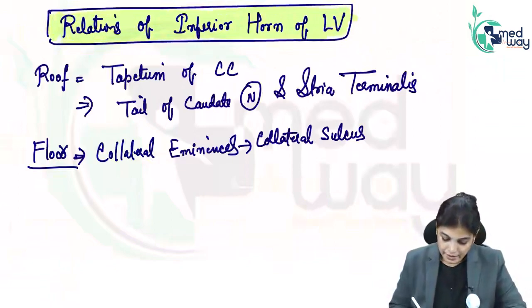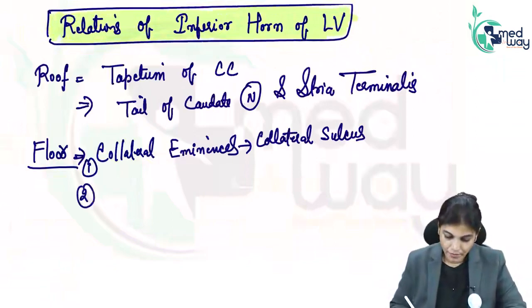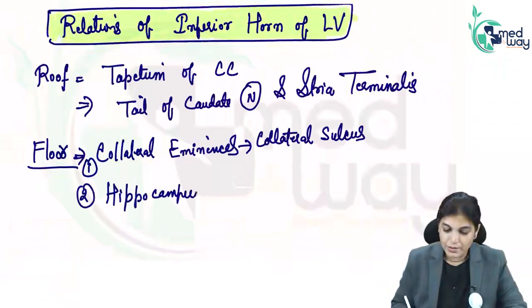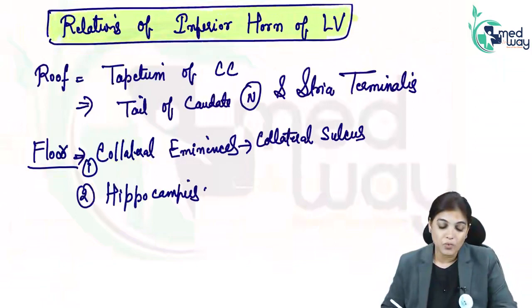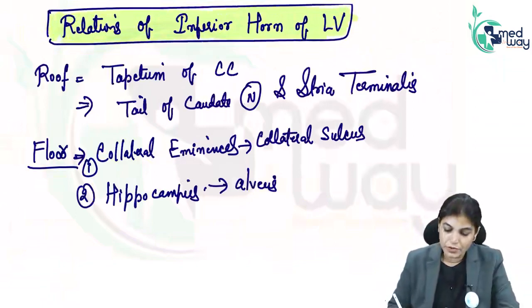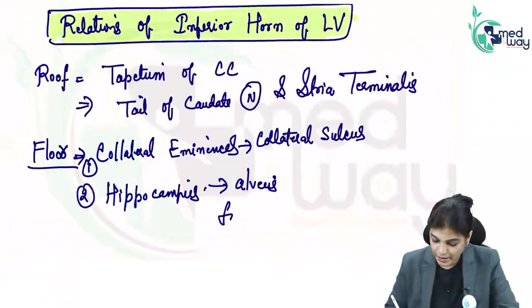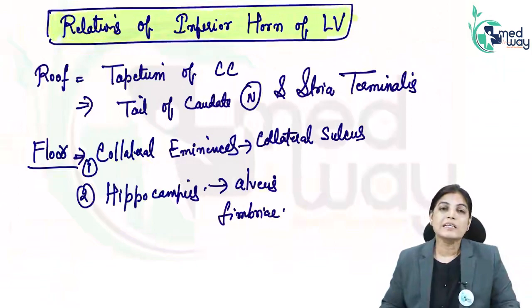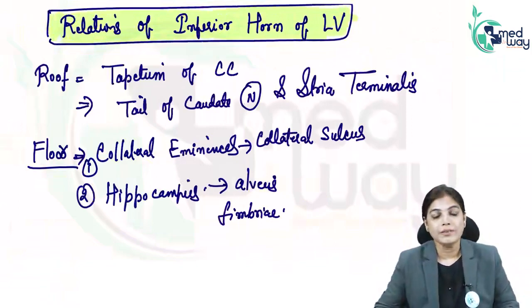Other than that, we also have a relation with the hippocampus. The fibers of the hippocampus are a sheet of white fibers which converge medially to form the alveus and also the fimbriae. These are all the structures seen in the floor of the inferior horn of the lateral ventricle.